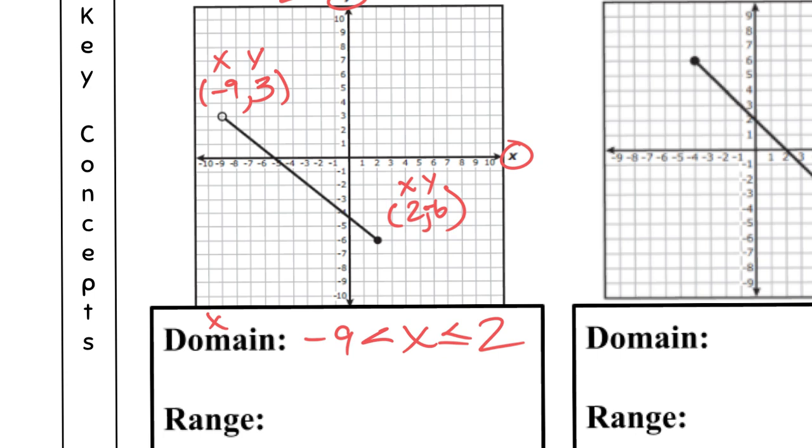Same thing for our range. For our Y, we're going to start with the lowest Y, which is -6. It's a closed circle on -6, so it's less than or equal to Y. And then our highest Y is +3 with the open circle, so that's just less than 3.